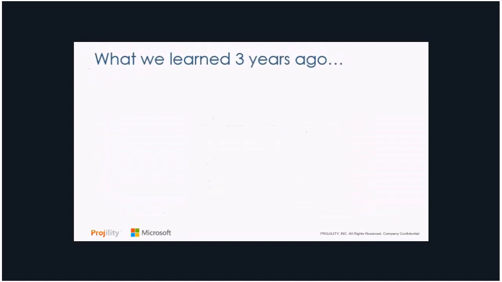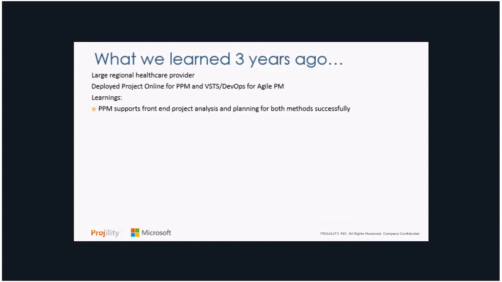So I want to give you a little bit of a story of something we learned 3 years ago. A specific client brought us in, a large regional healthcare provider. They brought us in specifically to deploy Project Online for PPM and then marry that up with what was called VSTS, or Visual Studio Team Services, which is now called Azure DevOps, to support Agile PM and updates to Agile. So we were brought in to do that specific set of tasks and deploy those systems.